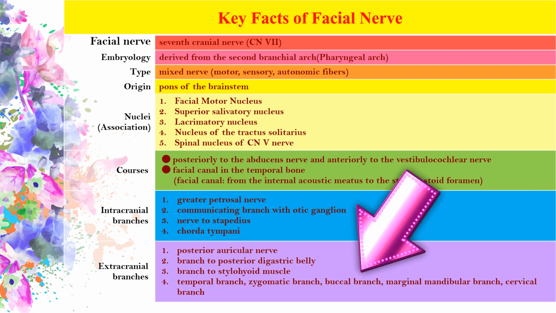The last 2 rows on the table indicate the numerous branches of the facial nerve, both intracranial and extracranial. It falls under the anatomical aspect, and in this episode, we will focus our attention on the fourth point, the extracranial branches: temporal branch, zygomatic branch, buccal branch, marginal mandibular branch, and cervical branch.